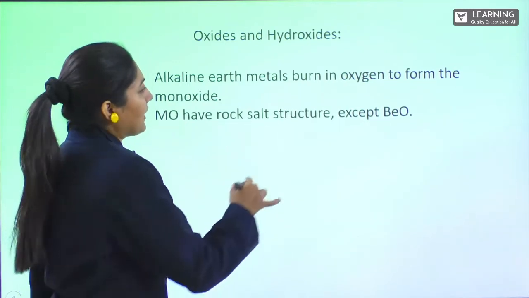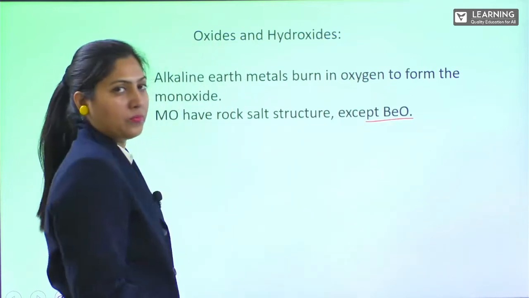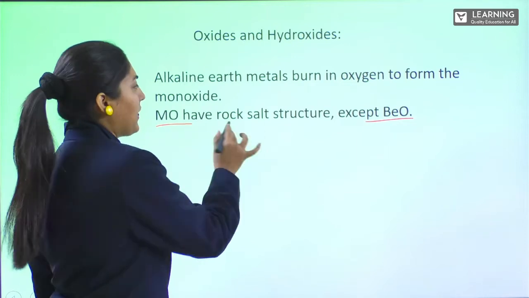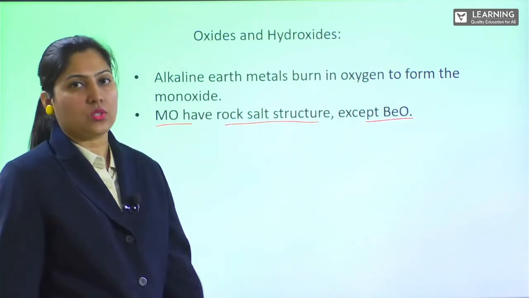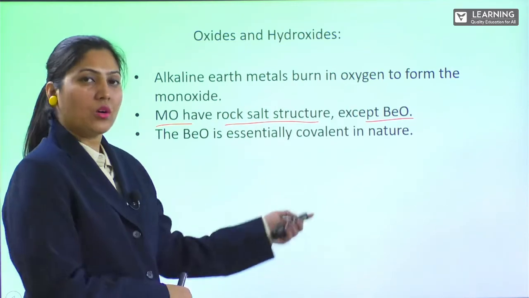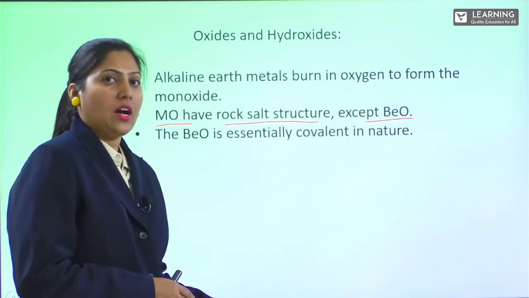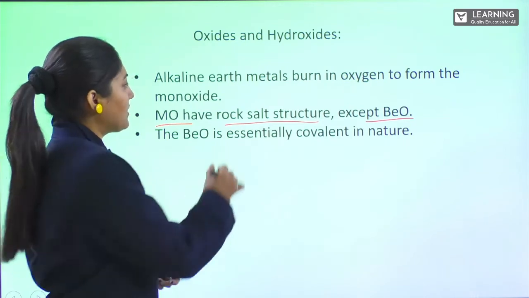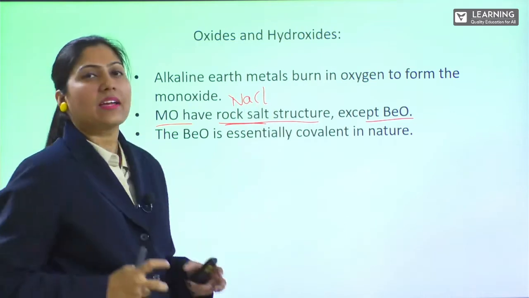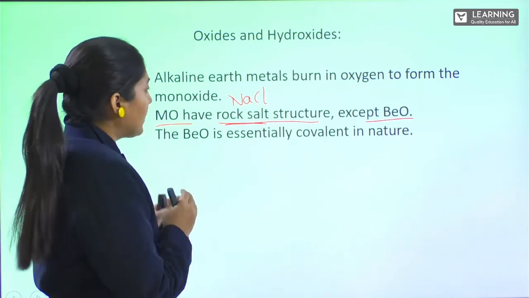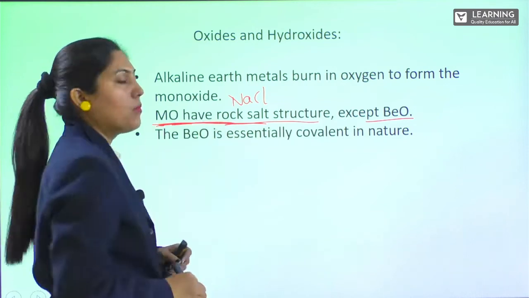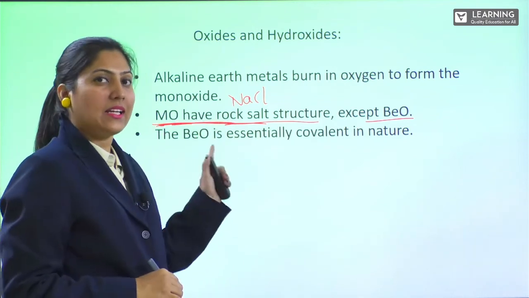So here, except this beryllium oxide, all other group members will have the monoxide, and that will be having the structure of rock salt. Beryllium oxide, if we see, is covalent in nature, since it is not ionic in nature. Sodium chloride is a rock salt, right? This is a good, strong ionic compound which we know. So they have the same structure, the monoxides of alkaline earth metals.